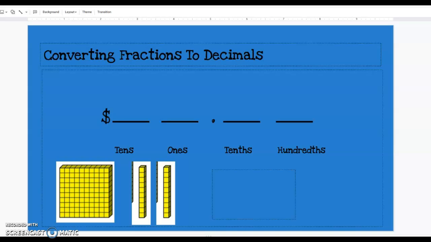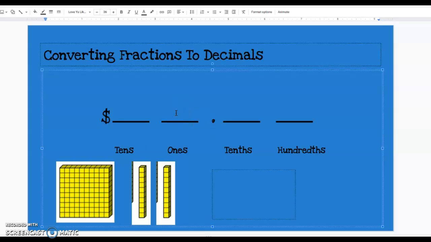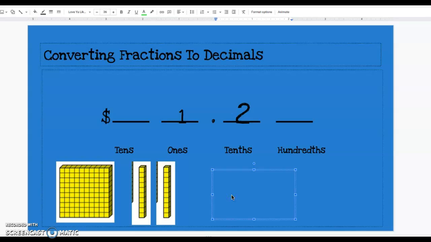Okay, I have my whole base 10 and 2 rods. How would I represent this as a decimal? And how would I represent this as a fraction? Well, it looks like I have a whole 1, so I'm going to keep a 1 there. And then if I have 2 rods, that's 2/10. So this is 1.2, which is equivalent to 1 whole and 2/10. Nice work. We also can represent without using base 10 blocks.